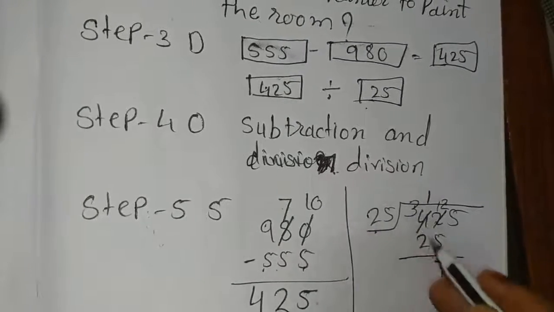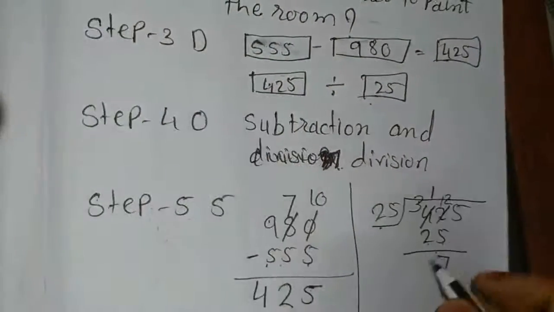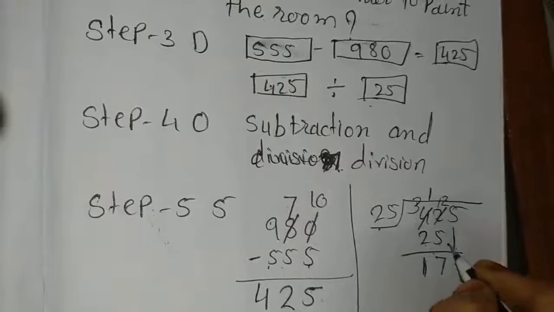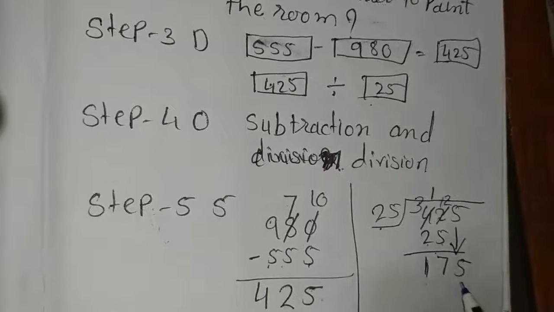Now 3 minus 2. 3 on your finger. Cut 2, 1 and 2. Remaining number is 1. So here we have to write 1. Now we have to bring down 5. So our next number is 175.